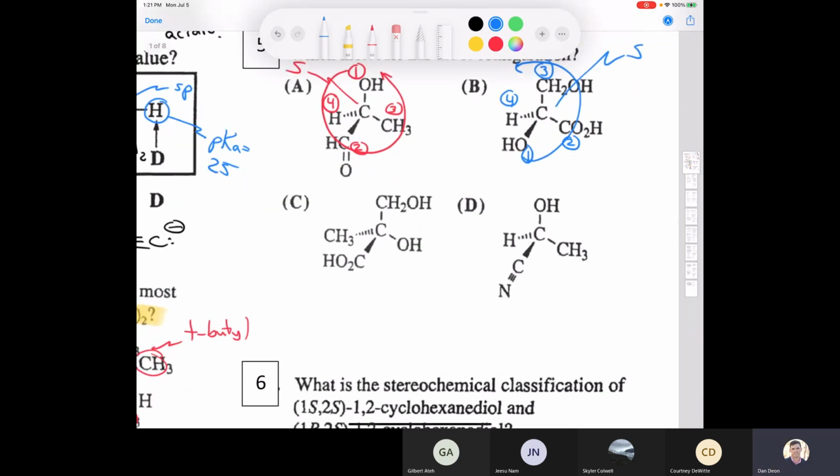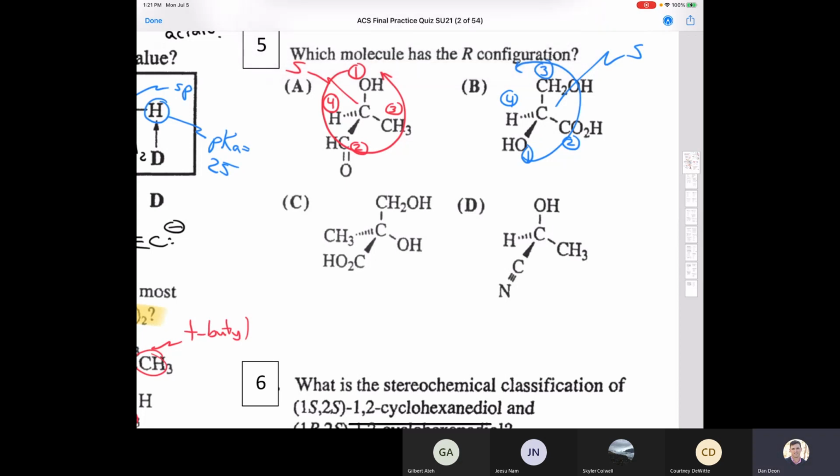We're going to skip C since Skylar thinks that might be the right answer. So we'll go over to the next one, which is D. This is going to have the lowest priority. This has the highest priority. This is number 2. This is number 3. So we go like this, which is also S.